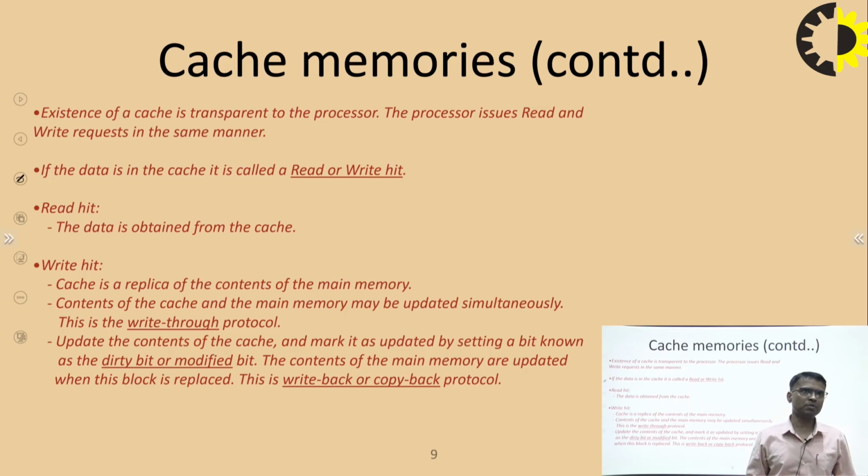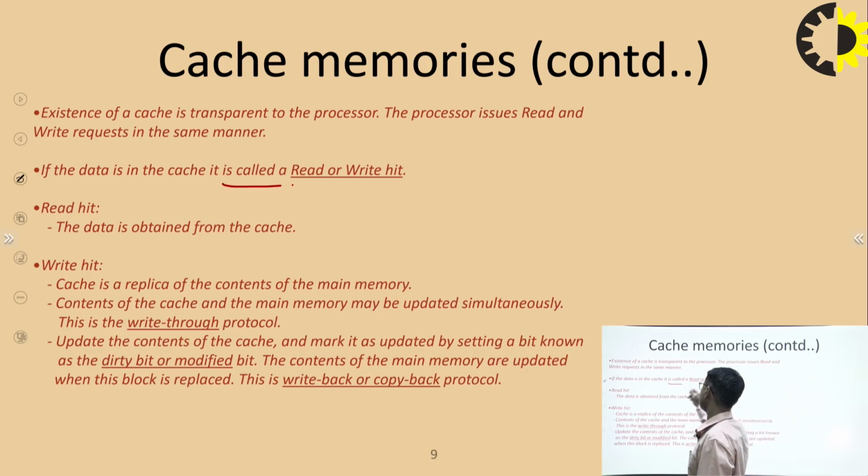Now students, we must understand another requirement: the cache is transparent to the processor. What does it mean? The processor issues read and write requests in the same manner as if the cache were not there. Basically the processor is not aware of the cache. If the data is in the cache, it is called a read hit, and if the data is not found, it is brought from the main memory.